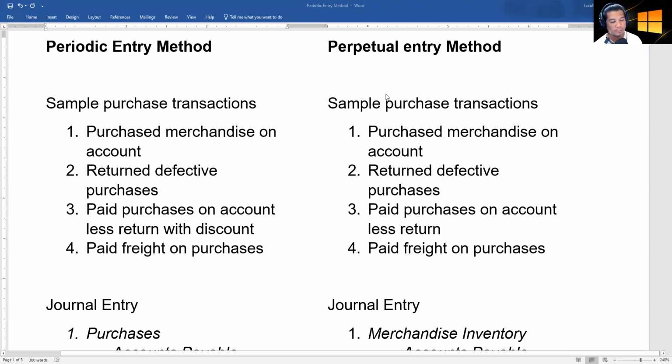Good evening. So as I promised, magbibigay po ako sa inyo ng lecture regarding po sa periodic entry method at saka sa perpetual entry method. What is the difference between these two entry methods in merchandising?